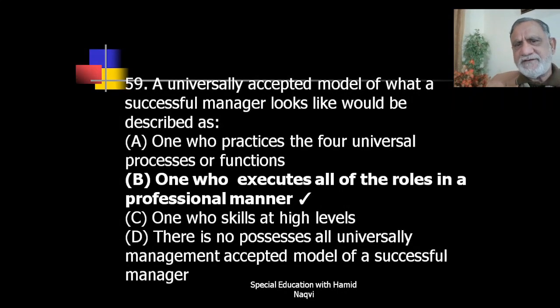A universally accepted model of what a successful manager looks like would be described as: one who practices four universal practices or functions, one who executes all of the roles in a professional manner, one who possesses skills at high levels, or there is no universally accepted model of a successful manager. Correct one is the second one, that is B, one who executes all of the roles in a professional manner.